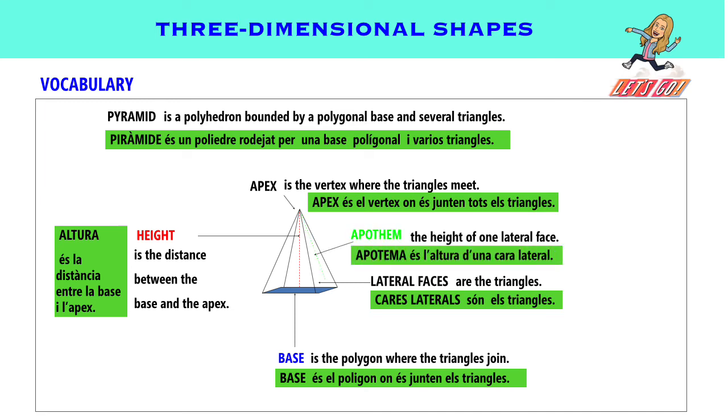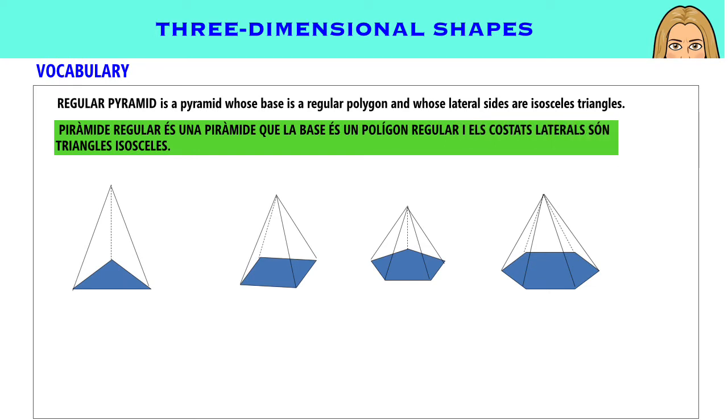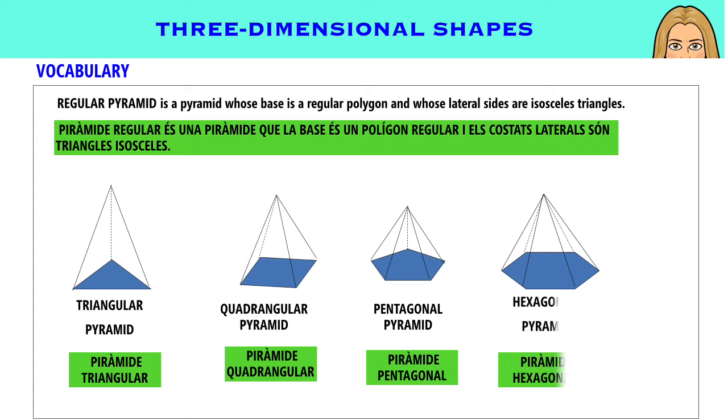Apothem is the height of one lateral face. Regular pyramid is a pyramid whose base is a regular polygon and whose lateral faces are isosceles triangles. Triangular pyramid. Quadrangular pyramid. Pentagonal pyramid. Hexagonal pyramid.